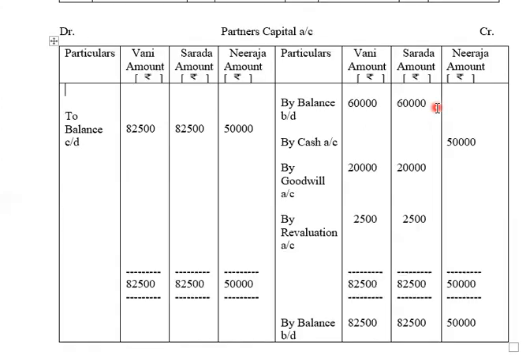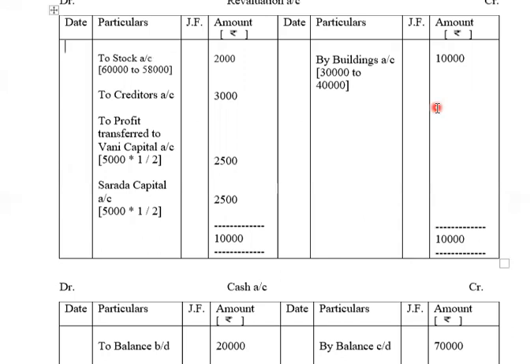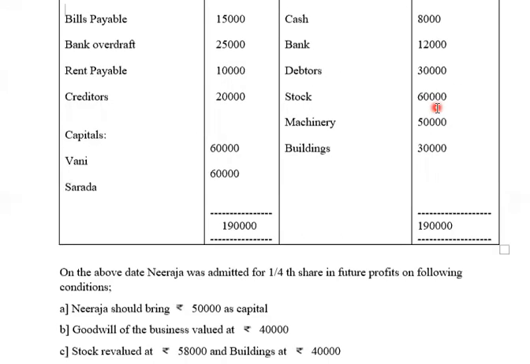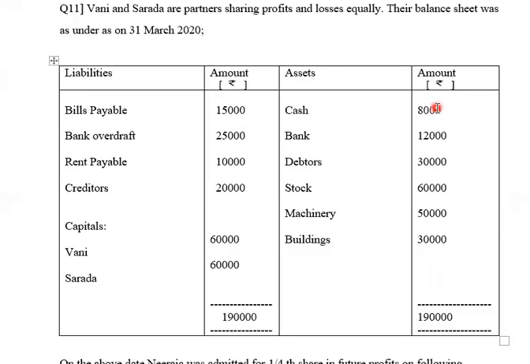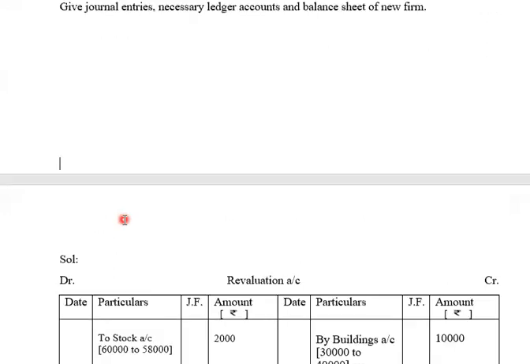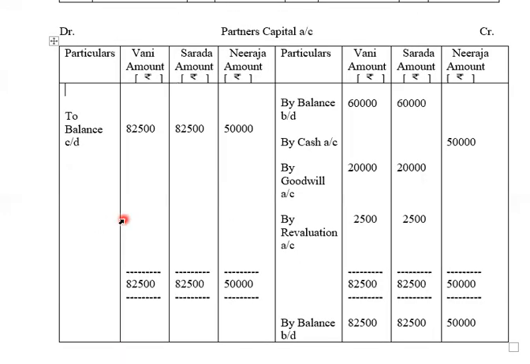Next, after goodwill account, if general reserves and profit and loss is specified in the question, we'll be preparing those two accounts. Otherwise, we'll be continuing with partners capital account. So in this problem, neither general reserves is specified nor profit and loss is specified. So we'll be continuing with partners capital account. The format for which is particulars, Vani amount rupees, Sarda amount rupees, Nirja amount rupees, particulars, Vani amount rupees, Sarda amount rupees, Nirja amount rupees. Towards extreme left, we'll be writing DR debit.